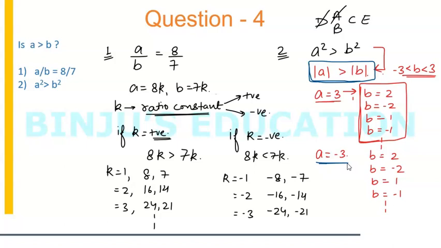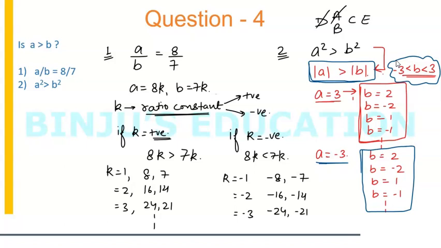When I take a to be minus 3, ensuring that the inequality mod of a is greater than mod of b is met, I can only take the same values of b as I took in case 1 when a was 3. So again, the value of b will be between minus 3 and 3. But in this case, all the values of b will be greater than the value of a.